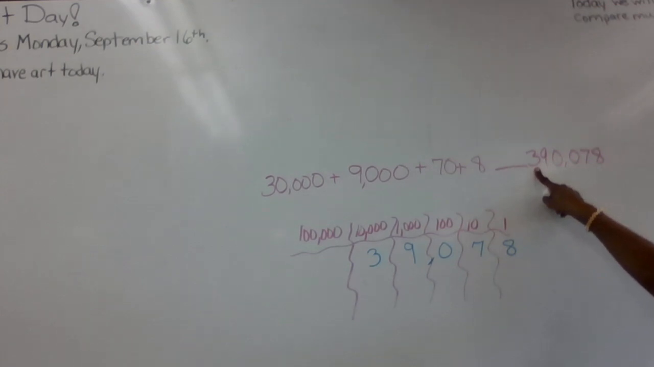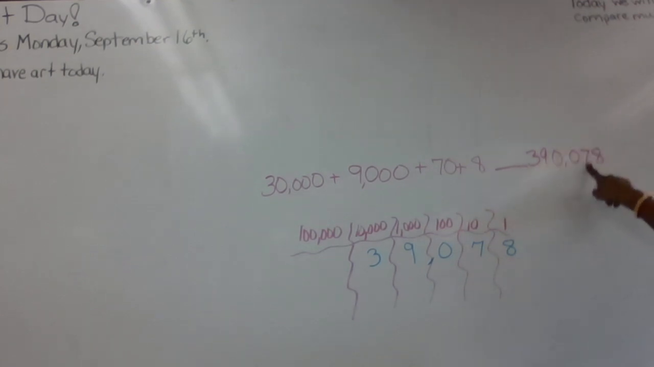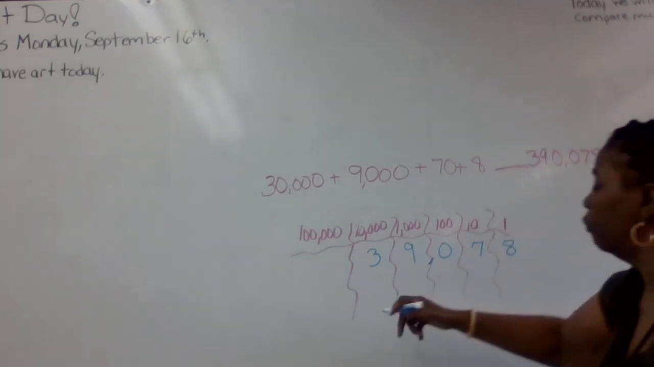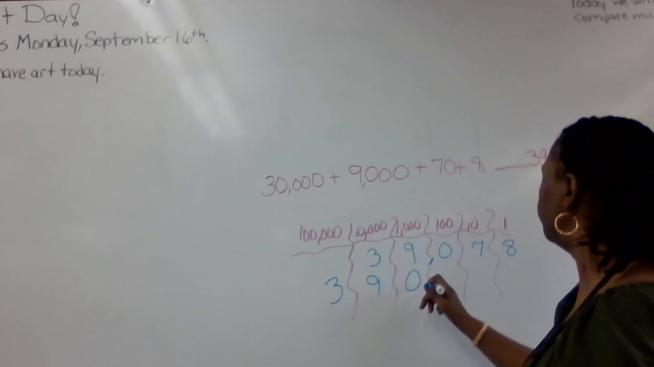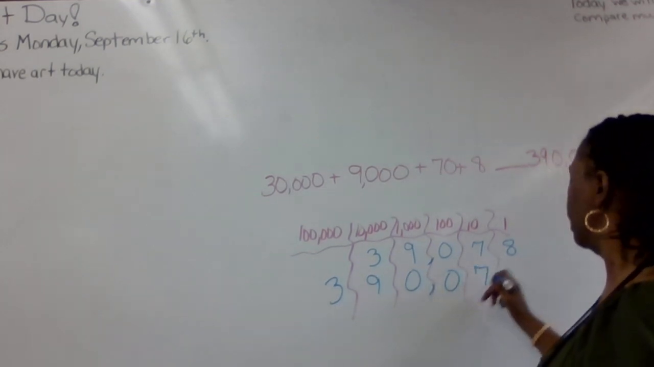It's in the 100,000s place. Let's prove it. Ones, tens, hundreds, 1,000s, 10,000s, 100,000s. So the 3 is going to go here. Next we have 39,078.